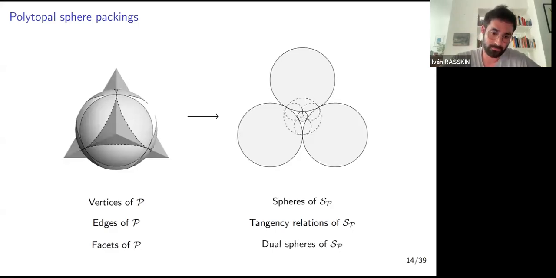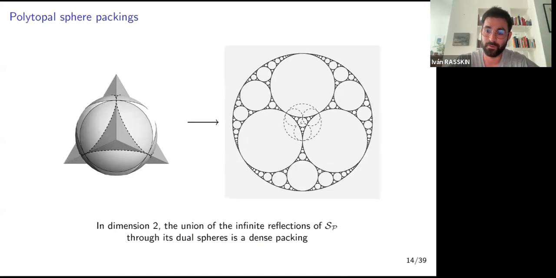But the faces also, in high dimension the facets, if we take the intersection of the facet with the unit sphere, they're going to give us the spherical reflection that we call the dual spheres. If we apply the reflection on this dual sphere to the initial packing, in the case, for example, of the tetrahedron, we get the Apollonian circle packing. So we get a crystallographic sphere packing from this construction.